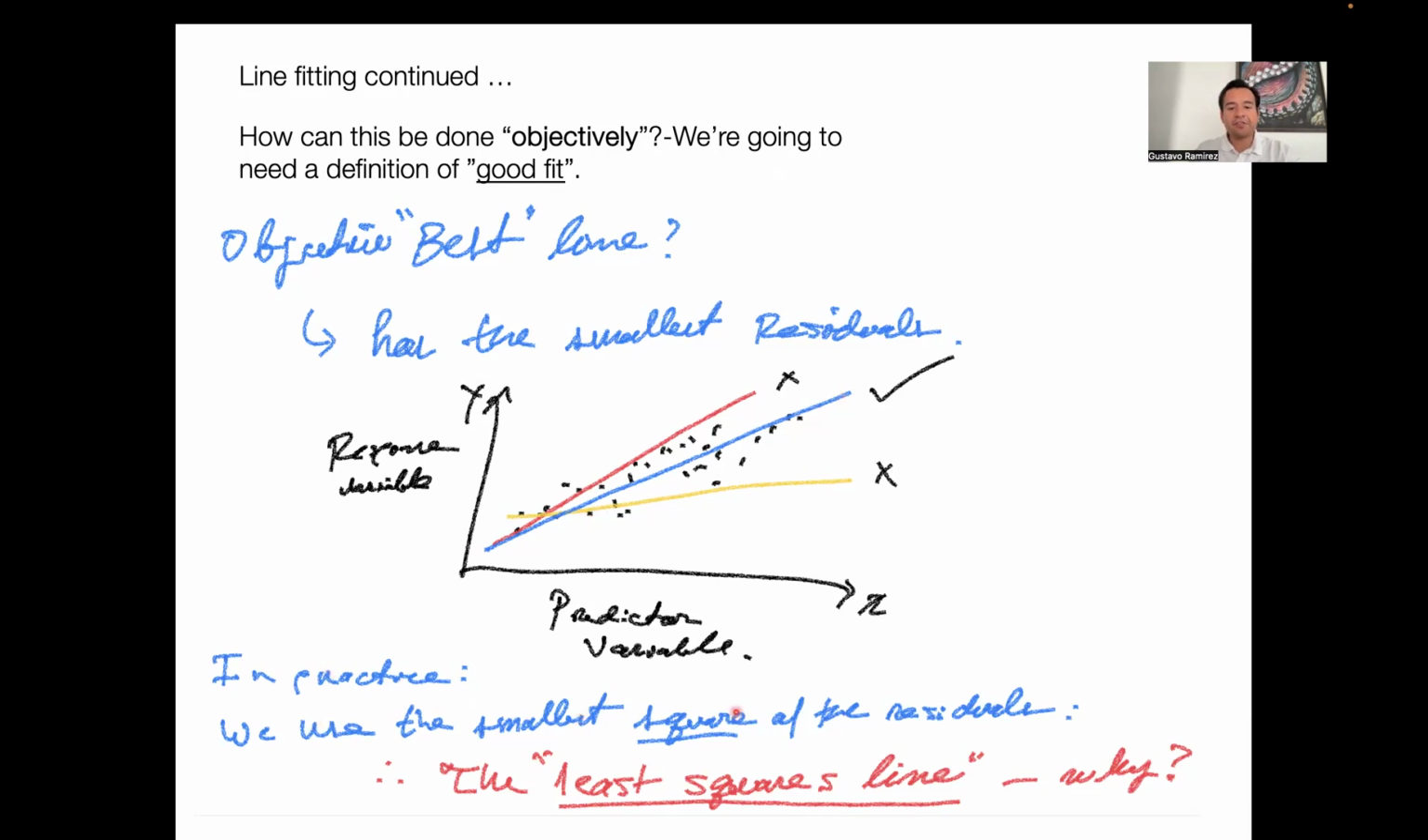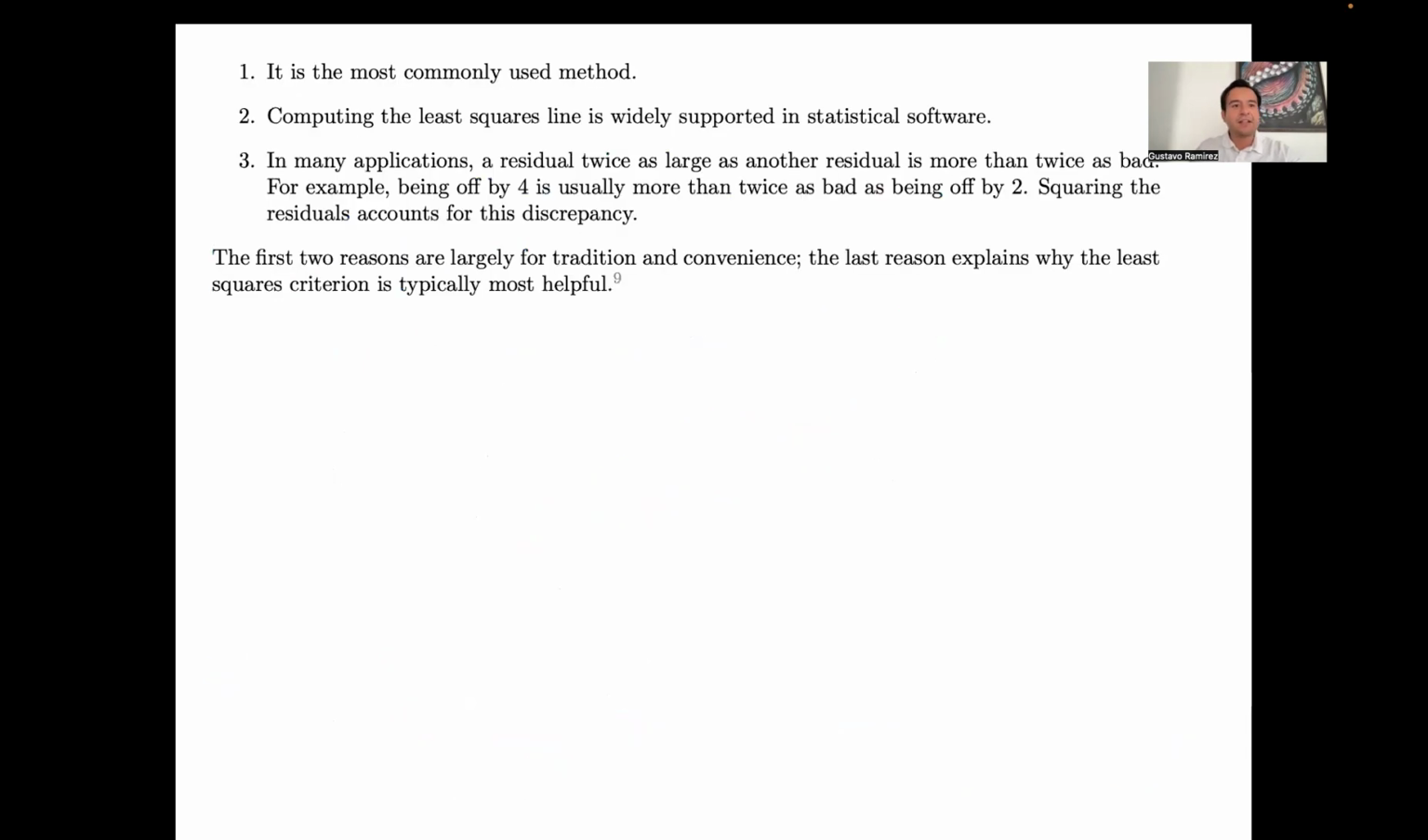In practice, we use the smallest sum of squares of the residuals, the least squares line, as our best fitted line. These concepts are the criteria for what is the best possible representative line, encapsulating the true relationship between the predictor and response variable. So that's what we will do.